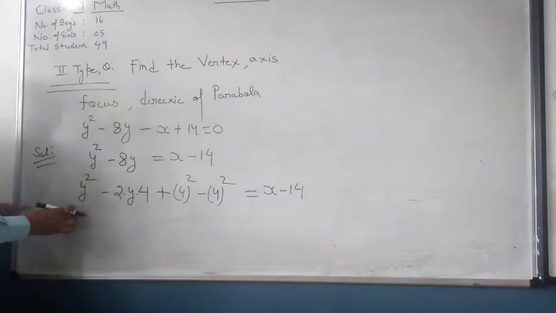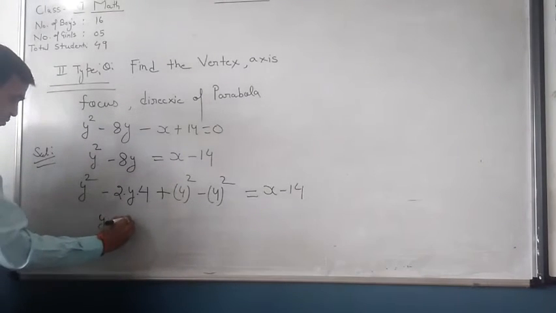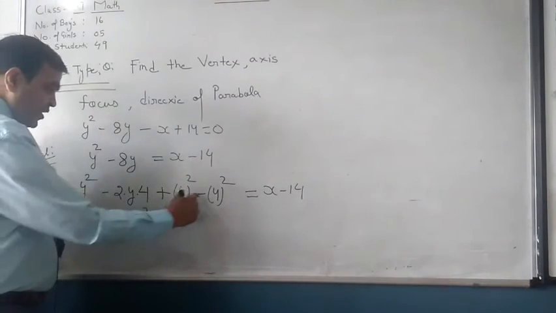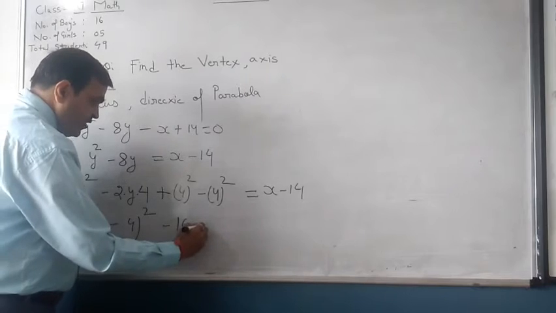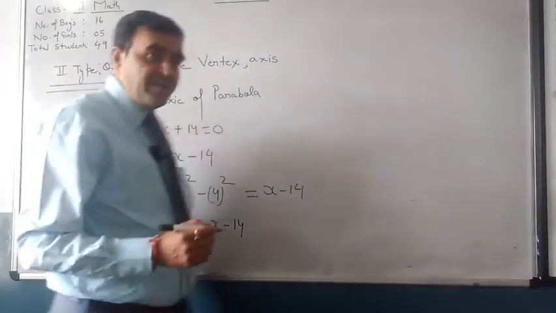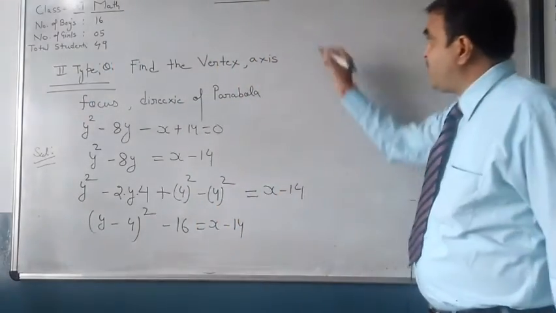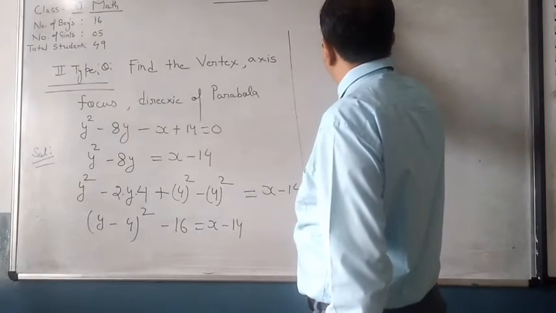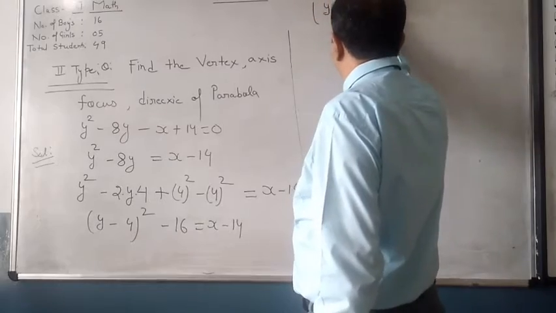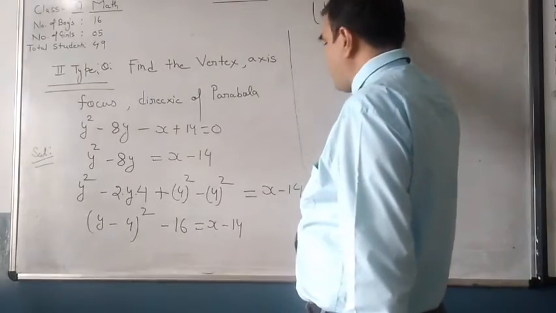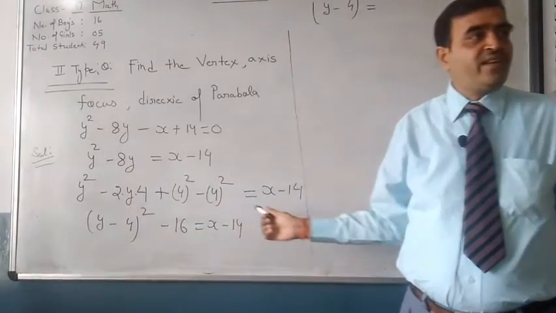It is the y minus 4 whole square. So this can be written as y minus 4 whole square minus 16 is equals to x minus 14. Y minus 4 whole square is equals to, now next step, x minus 14 and minus 16 sent to the right hand side.